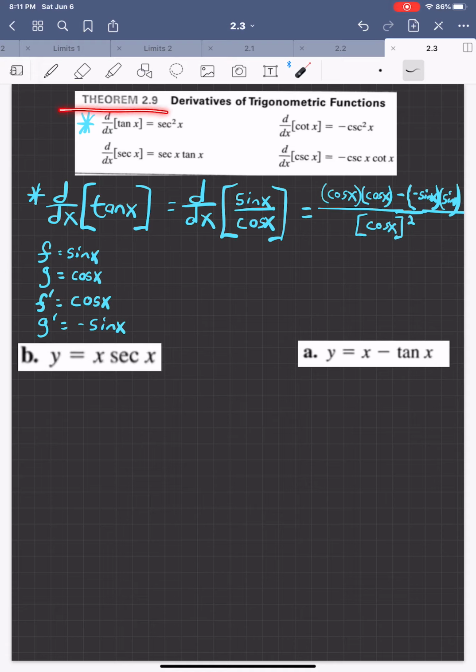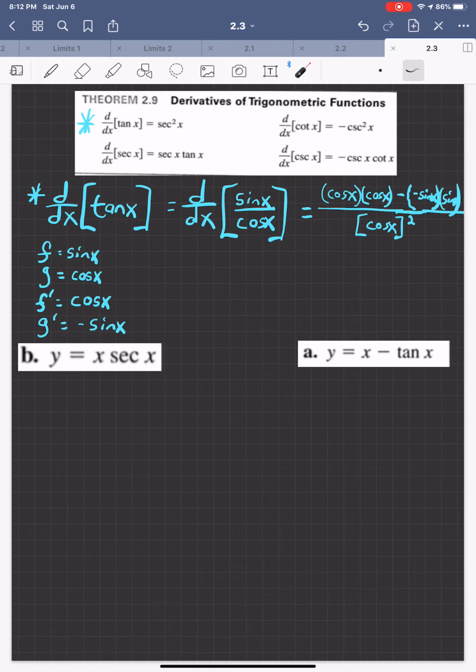What I've listed here is just definition. Definitionally, the derivative of tan is secant squared. The derivative of cotangent is negative cosecant squared. The derivative of secant is secant tangent. The derivative of cosecant is negative cosecant cotangent.